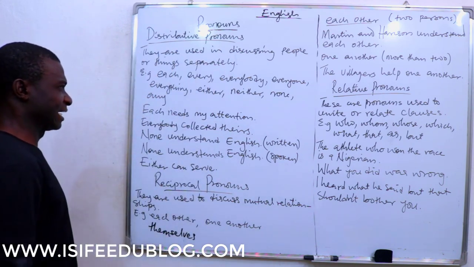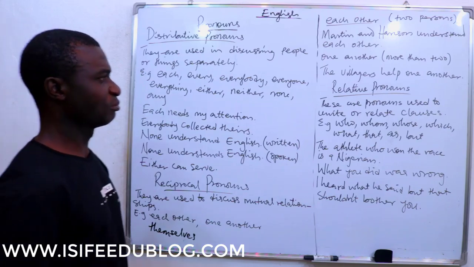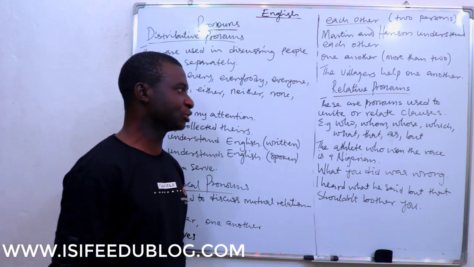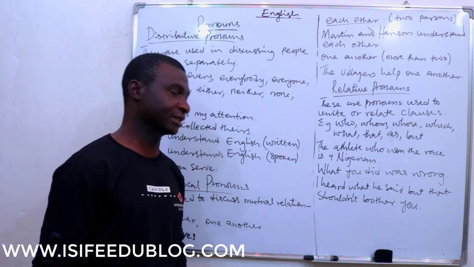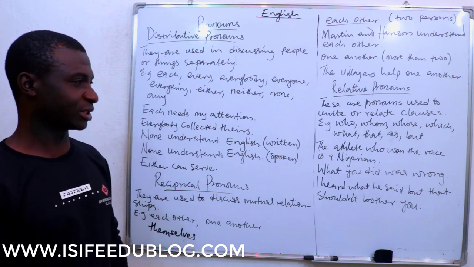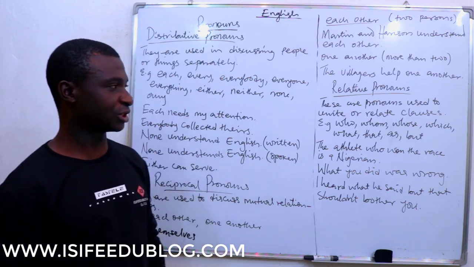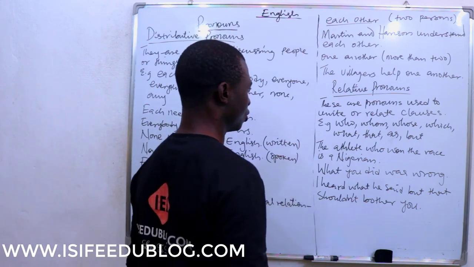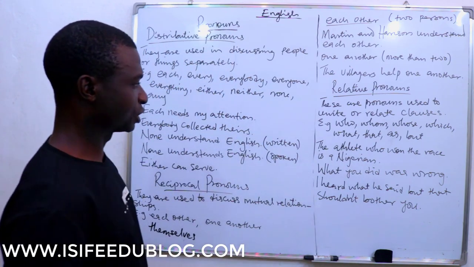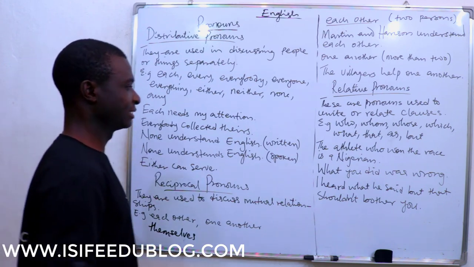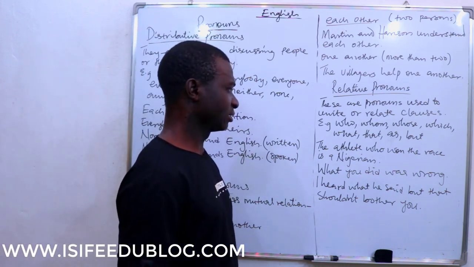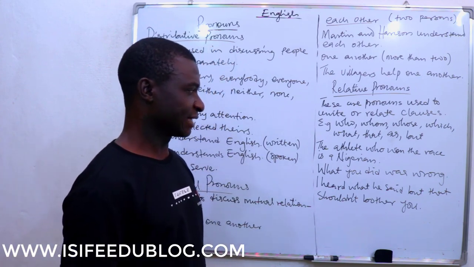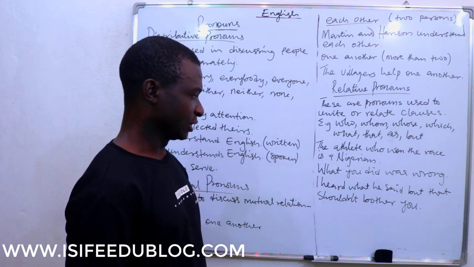The third in our list is relative pronouns. These are pronouns used to unite or relate clauses, right? We use pronouns that we call relative pronouns to create relative clauses. Now, they include who, whom, whose, which, what, that, as, but. The athlete who won the race is a Nigerian.